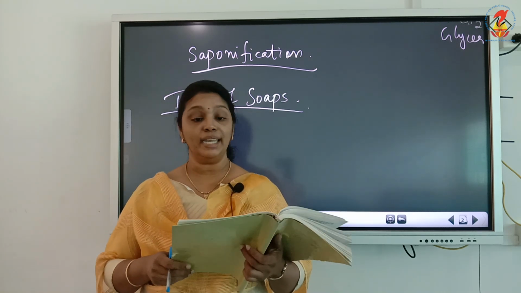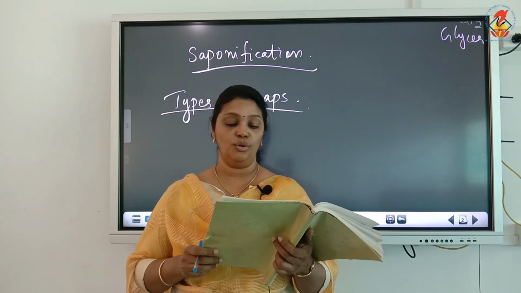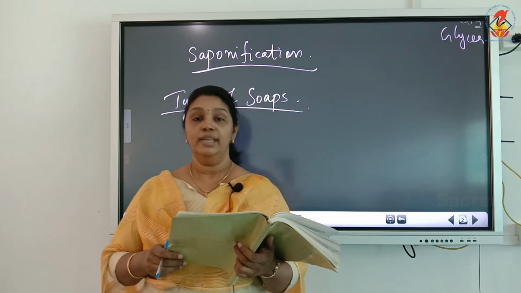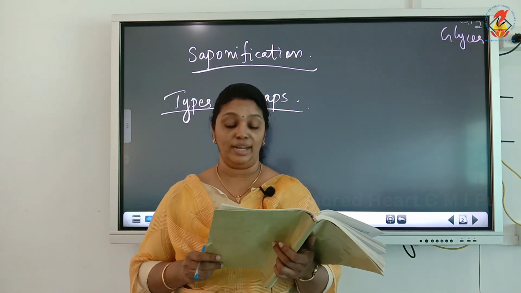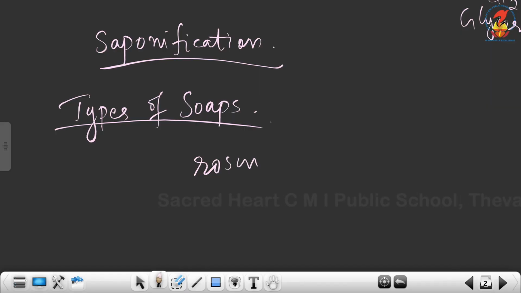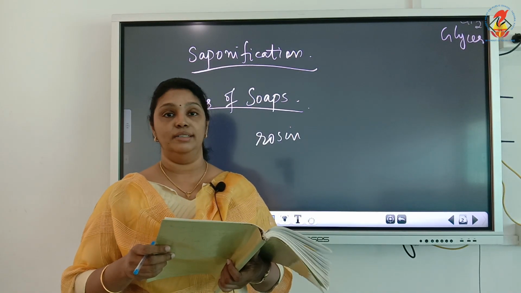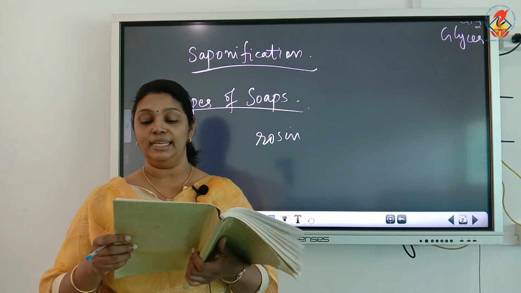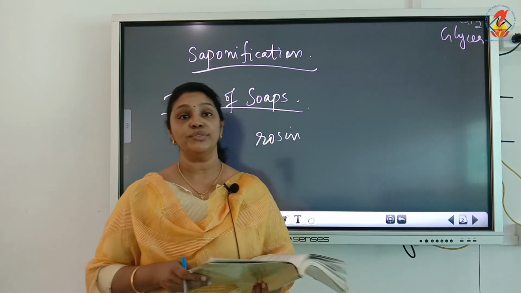Then we have medicated soaps. Substances of medicinal value are added in it. In some soaps, deodorants are also added. Shaving soaps contain glycerol to prevent rapid drying. Then a gum called rosin is added while making them. It forms sodium rosinate which lathers well. Laundry soaps contain fillers like sodium rosinate, sodium silicate, borax and sodium carbonate. So these are the different types of soaps.